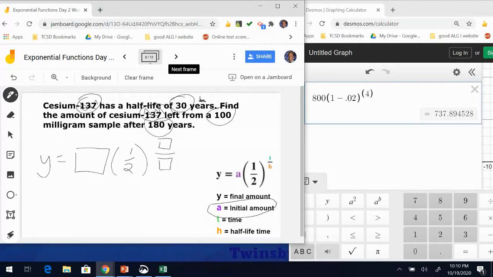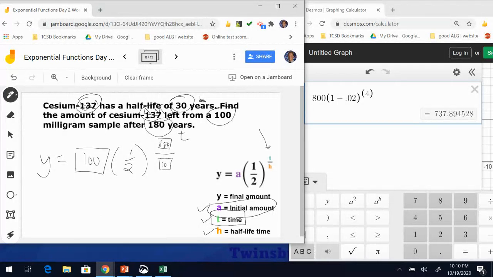So hey, there's my initial amount. So my initial amount right here is going to be 100. Now it says after 180 years. So 180 years is the total amount of time. So this is going to be my T, giving me my A, my T, and my H. What goes up top in the numerator? My T. So my T is 180. So 180 is going to go in there. And then my half-life time is going to be 30.